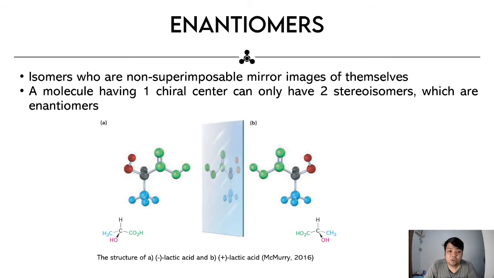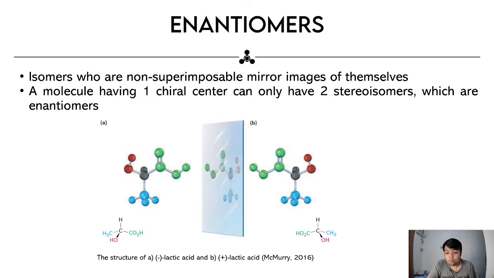Now, enantiomers are isomers that are non-superimposable mirror images of themselves. That's actually just a definition. Now, a molecule that only has one chirality center only has 2 stereoisomers, which are enantiomers.